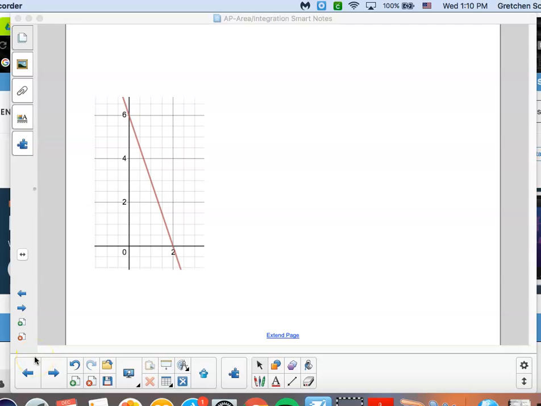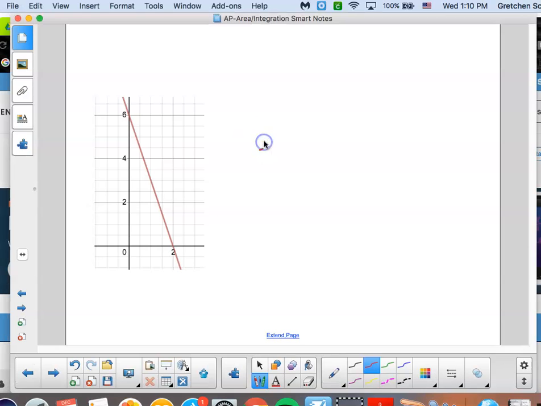under a curve and the x-axis. Yesterday, you would be given something like this. This is the first one on the notes. What geometric formula will give you the area? 1/2 base times height. What is the base of this triangle in our interval 0 to 2? 2. What is the height of it? 6. So, what is the area of that?